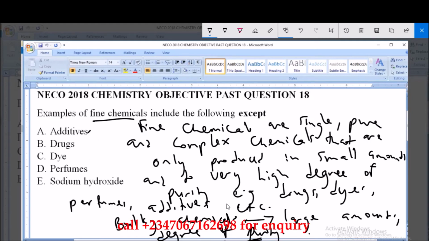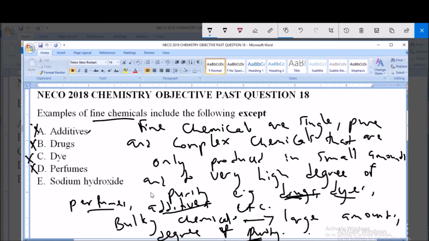Additives, we have listed additives as an example of a fine chemical. So an additive is a fine chemical and hence it's not the answer to this question. Now, drugs is the first example we listed as an example of a fine chemical, so it is not the answer. We also listed dyes, so it's out. We listed perfumes, that is also out.